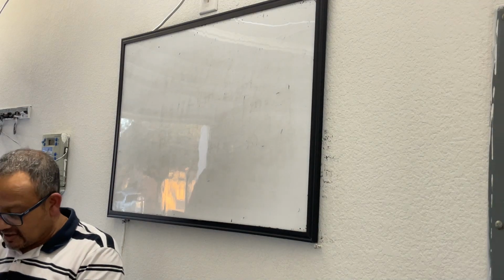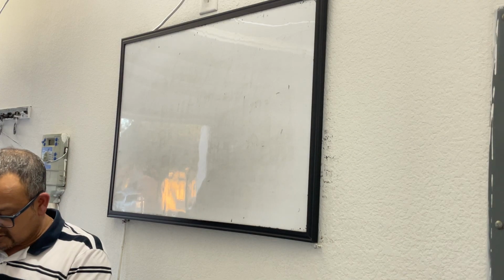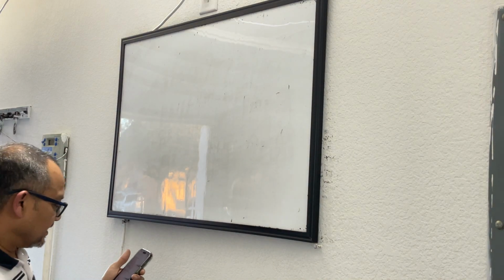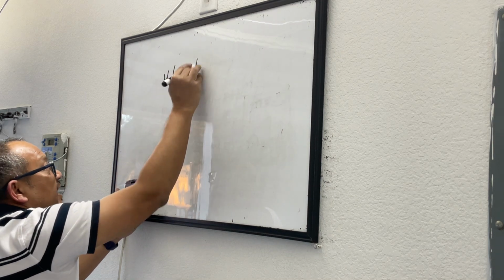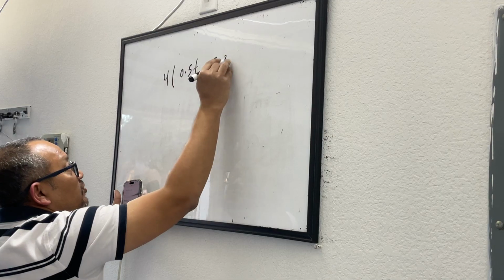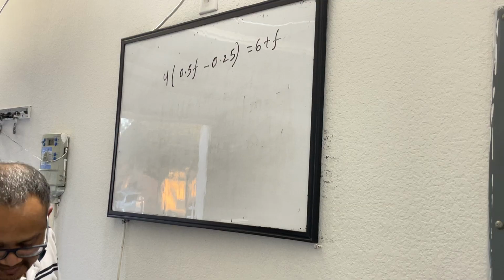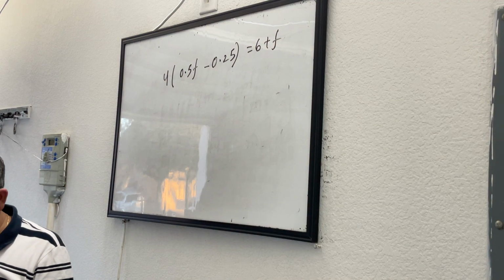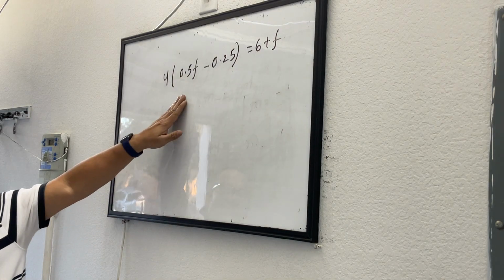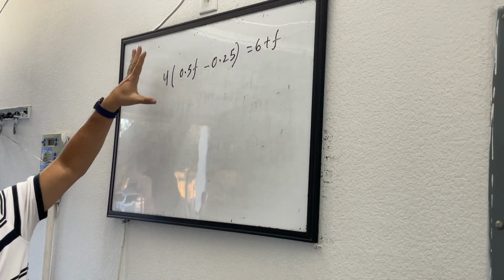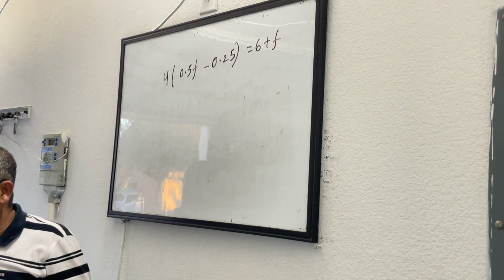And this problem would be an interesting one. That's a promise. Let's see. 4 times 0.5f minus 0.25 equals 6 plus f. Find out the value of f. Or solve it for f, whatever you call it. 4 times this whole thing equal to 6 plus f. Solve it for f and get the value.